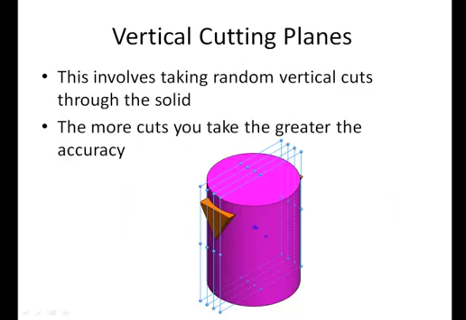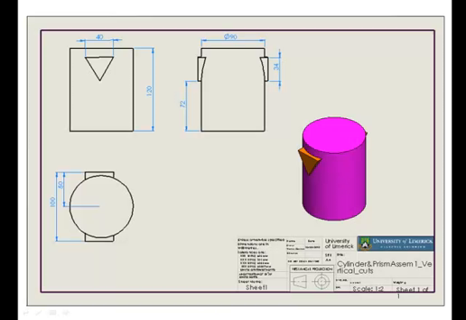Vertical cutting planes. This involves taking random vertical cuts through the intersecting solids. The more cuts you take, the greater the accuracy created. So let's have a look at the question.